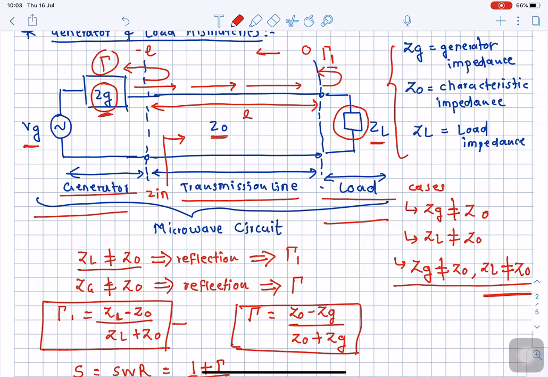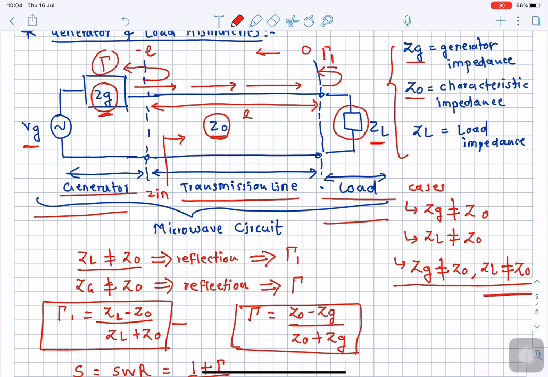Now the generator has an impedance, which is again a complex impedance. It is denoted by Zg. So Zg is the generator impedance. Similarly, the transmission line which is connecting the generator to the load side will have its own characteristic impedance. Okay, so we already defined what we mean by characteristic impedance. The impedance of a transmission line is denoted by Z0. So Z0 here represents the characteristic impedance of the transmission line.